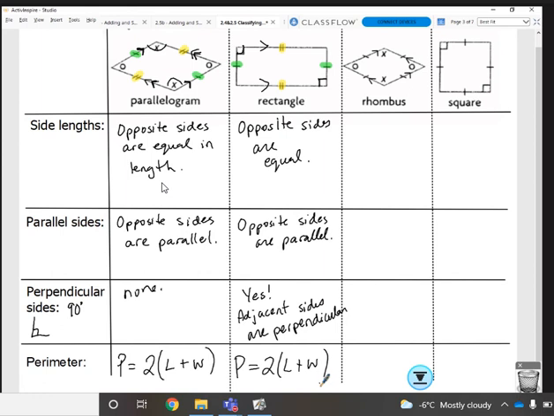So a rectangle and a parallelogram have a lot of common characteristics with one another. The only difference is that a rectangle would have perpendicular adjacent sides, right? These little 90 degrees here. So far, so good.